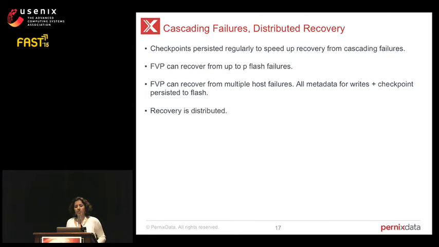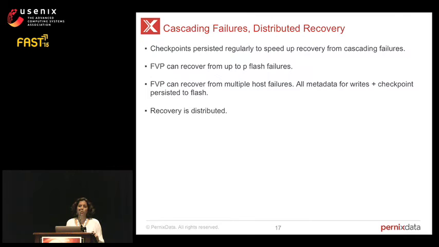So the key takeaways here are, I talked about how checkpoints speed up recovery. Checkpoints are persisted regularly by the host that is performing the recovery in order to speed up cascading failures. So if, let's say, a host goes down and then a peer takes over the recovery, if the peer goes down, another peer takes over. So the second peer can now take over from where the first peer left off.